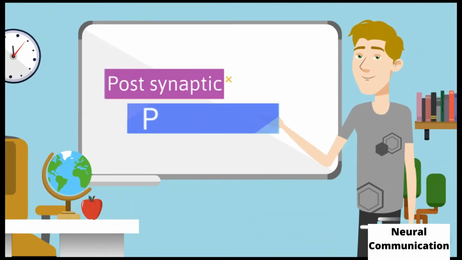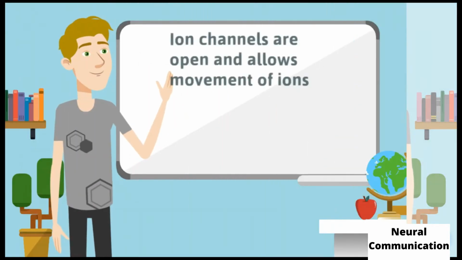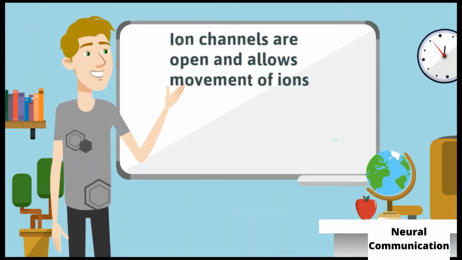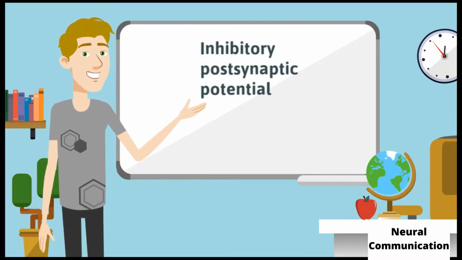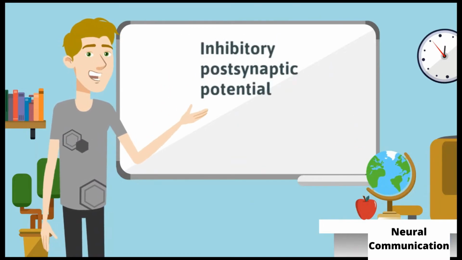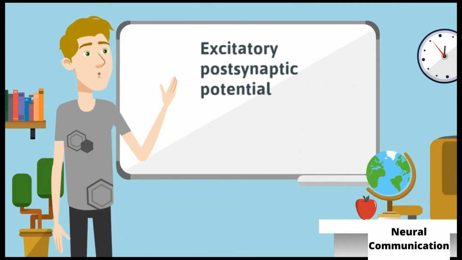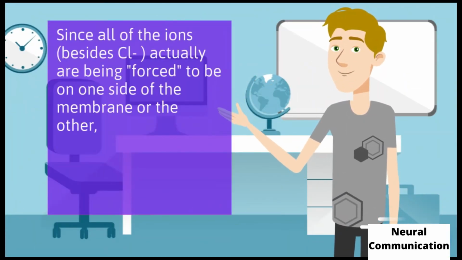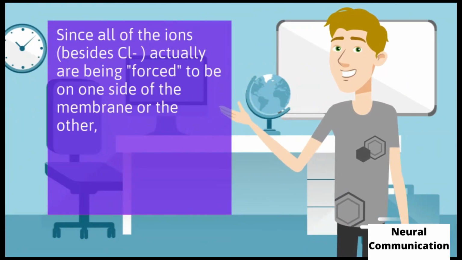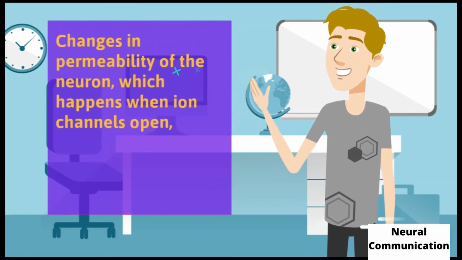Postsynaptic potential. Ion channels open and allow movement of ions. Inhibitory postsynaptic potential. Excitatory postsynaptic potential. All of the ions, besides chloride, are forced to be on one side of the membrane or the other, so changes in the permeability of the neuron happen when ion channels open.